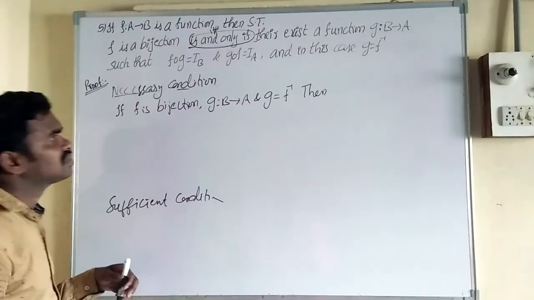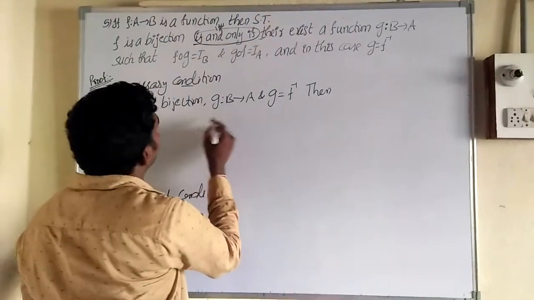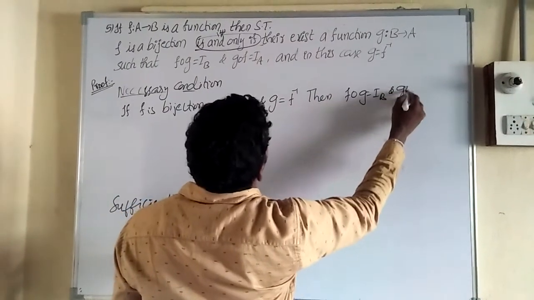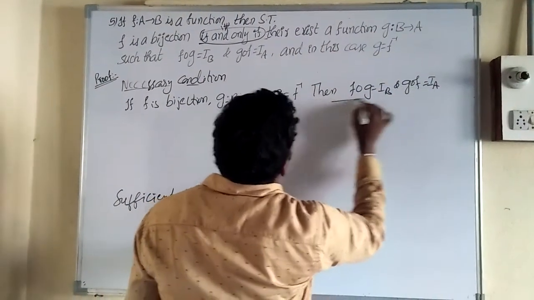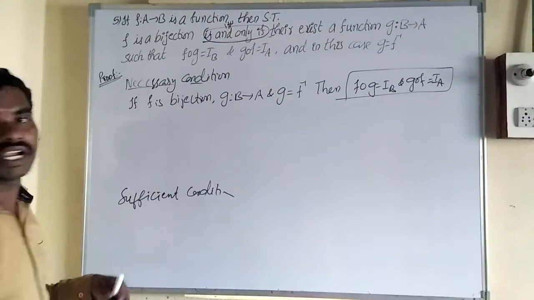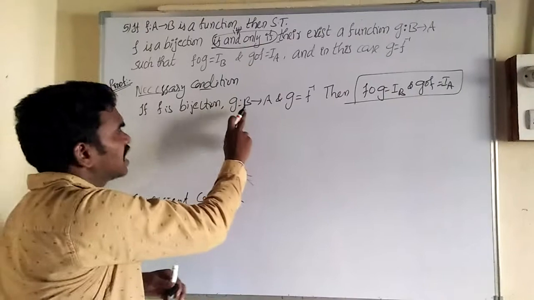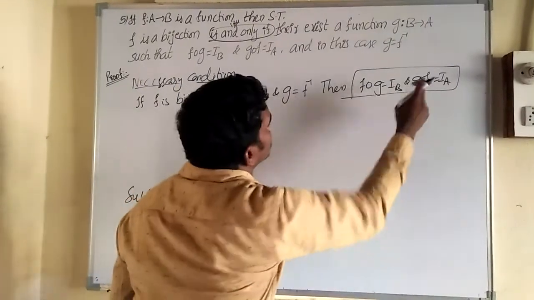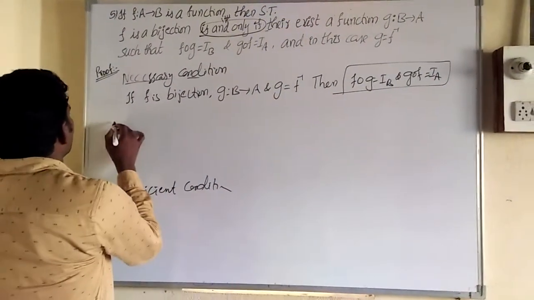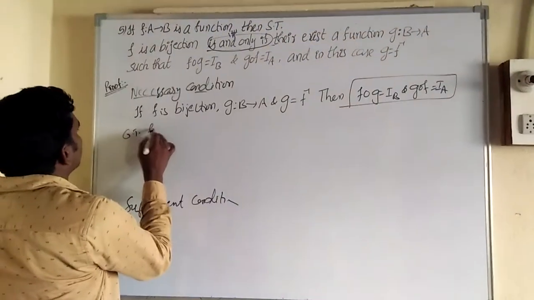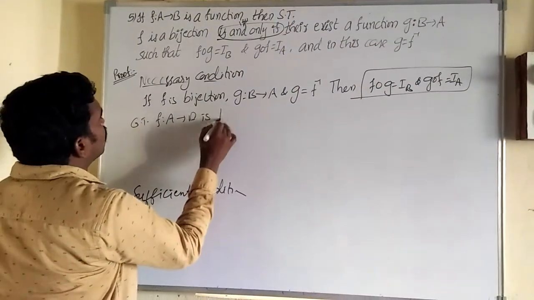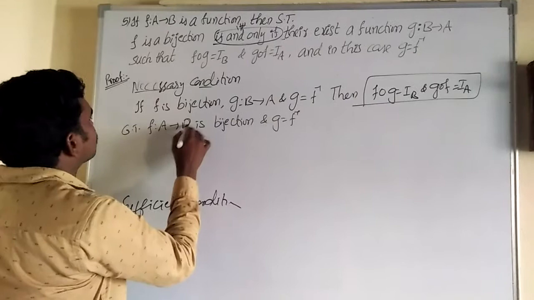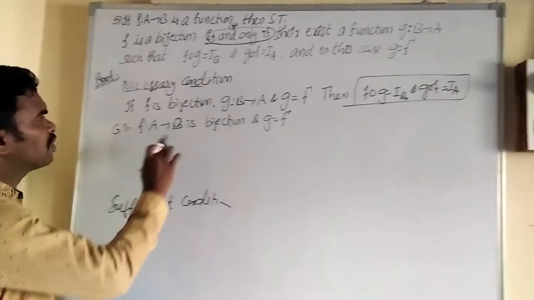Then we have to prove f circle g equal to IB and g circle f equal to IA. So this we have to prove by using these 3 conditions. First condition is bijection. Second condition g maps from B to A. Third condition g equal to f inverse. By using these 3 conditions we have to prove this. Very simple. Given that f maps from A to B is a bijection and g equal to f inverse.